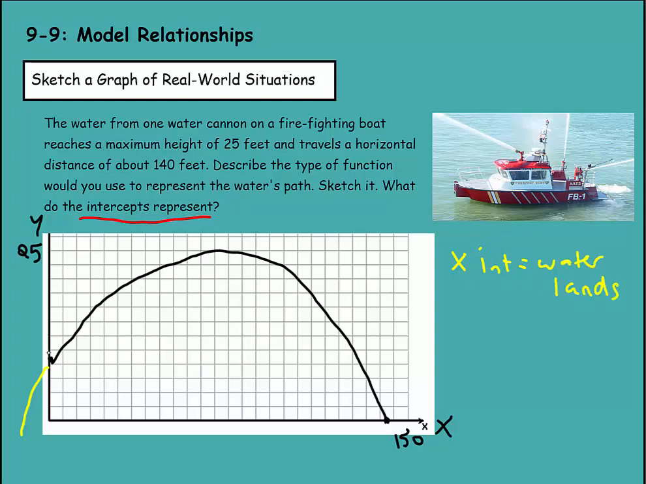Now we could focus on that y-intercept over here, when x equals 0. What does that represent? Well, y is representing height, right? So it would be the height of the water when it's first shot out of the boat.